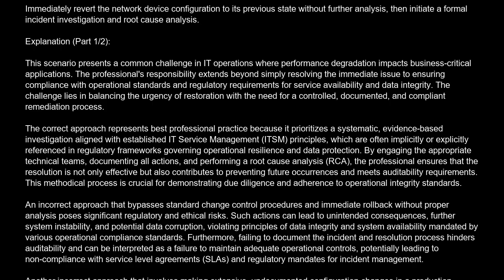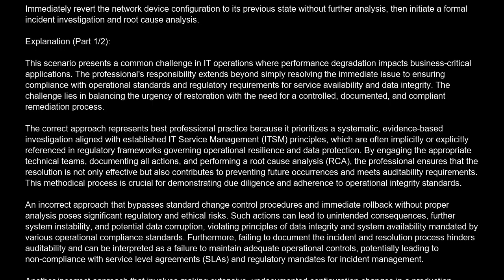This methodical process is crucial for demonstrating due diligence and adherence to operational integrity standards. An incorrect approach that bypasses standard change control procedures and immediate rollback without proper analysis poses significant regulatory and ethical risks. Such actions can lead to unintended consequences, further system instability, and potential data corruption, violating principles of data integrity and system availability mandated by various operational compliance standards.